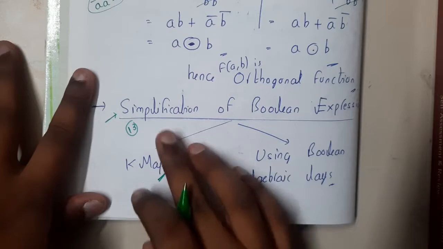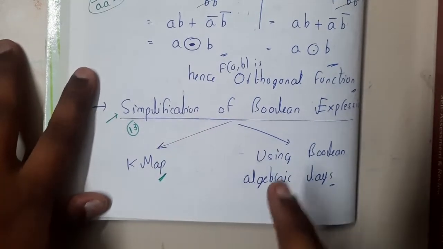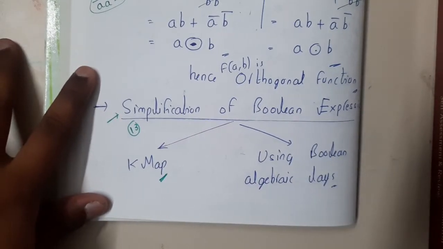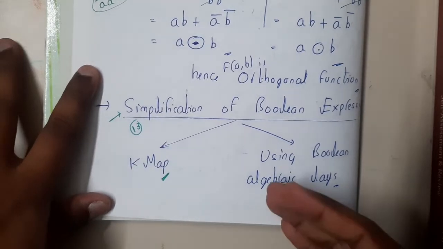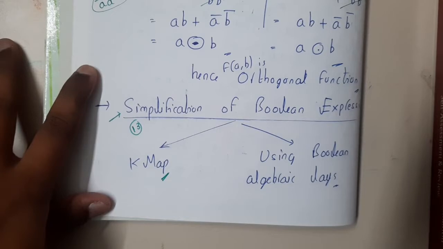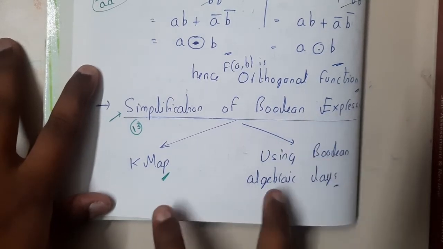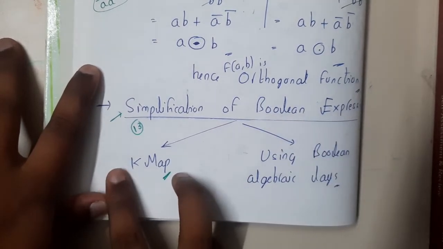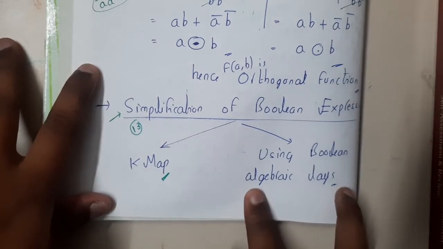In this lecture, we'll be discussing the simplification of Boolean expressions. Till now we discussed how we can convert a truth table to a Boolean expression. Now we are thinking of compressing that Boolean expression. There are two popular ways: the first one is K-map and the second is Boolean algebra.